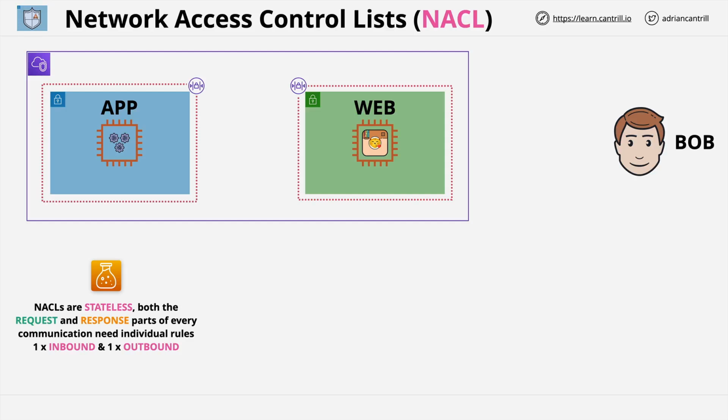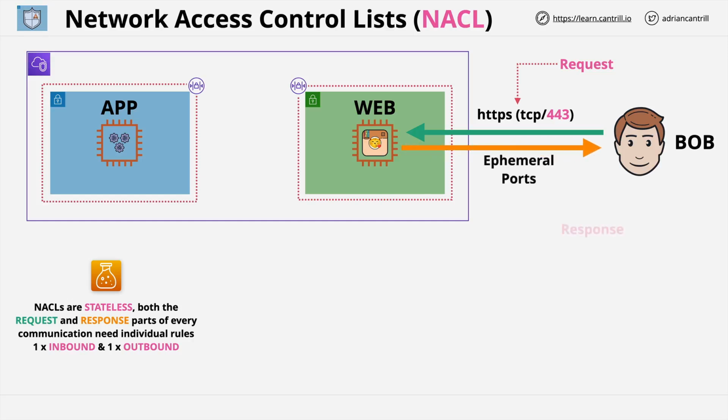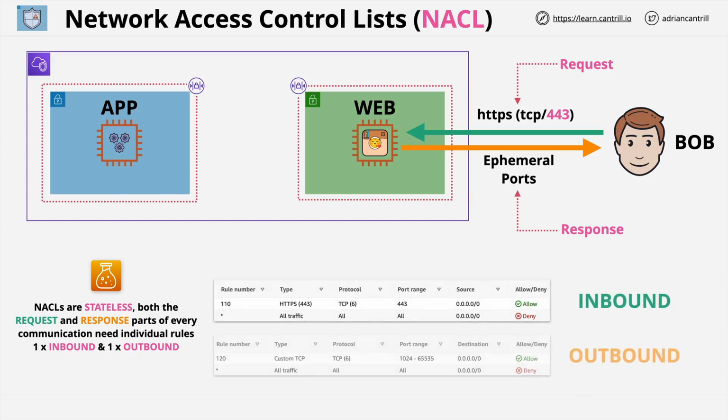So he makes a connection using HTTPS, which is TCP port 443, and this is the request, as you know by now, and this is also going to mean that a response is required using the ephemeral port range, and this ephemeral port is chosen at random from the available range decided by the operating system on Bob's laptop. Now, to allow for this initial communication, if we're using network ACLs, then we'll need to have one associated with the web subnet, and it will need rules in the inbound and outbound sections of that network ACL.